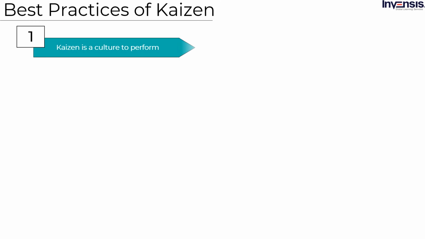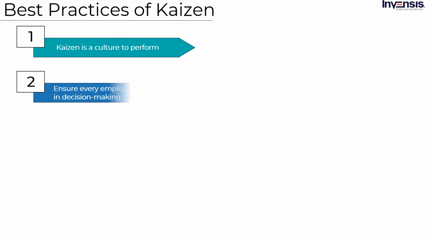The first practice is: Kaizen is a culture to perform. Kaizen enables change to be effected quickly, creating momentum that carries even through to the next project. It also keeps the energy level high, which in turn provides greater engagement on the part of employees. These changes create the building blocks that form the culture of continuous improvement.